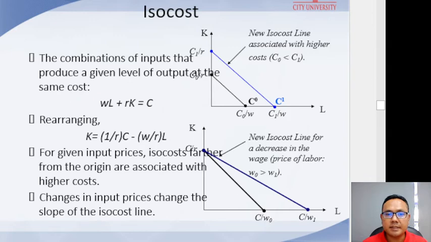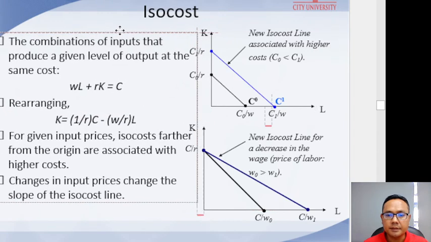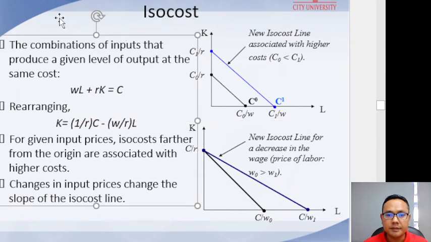So to understand this concept, suppose the firm spends exactly C dollars on input as a cost. Then the cost of labor plus the cost of capital exactly equals C dollars. So that's why we put WL plus RK equal to C. You can change the range here to see this graph more clearly.